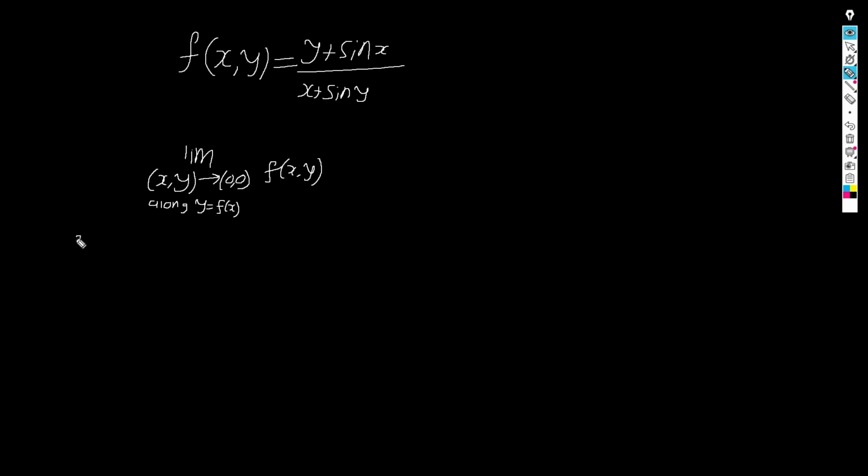There's something to note. First is that f(0) is 0, since when x is 0, y also has to be 0, since we're approaching the origin here. And that's the only one.